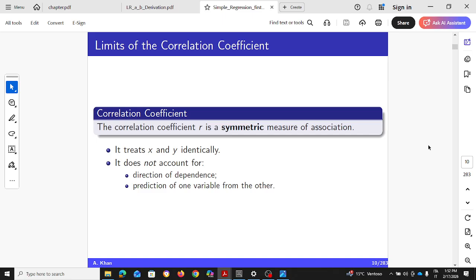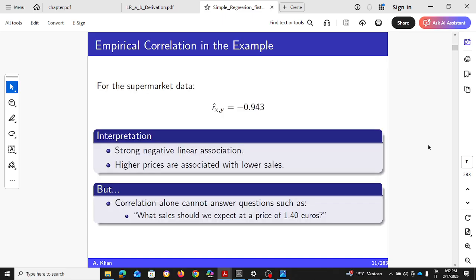Okay? So correlation just tells you whether there is a correlation or not. Yes or no? Now, if you find the correlation of the previous data set, here we find the correlation is minus 0.94. Which means that there is a strong negative linear association between them, because we have a negative sign, which turns out that if we have higher prices, the sales are low. Okay? This is a negative relation.